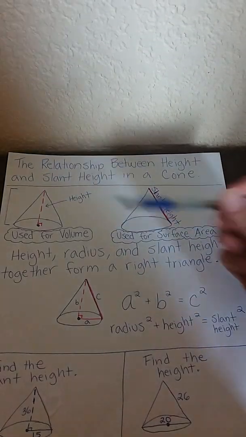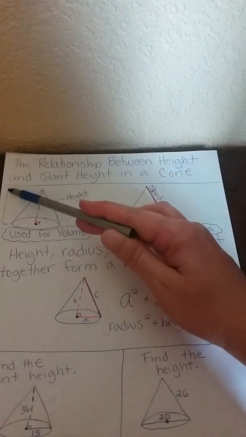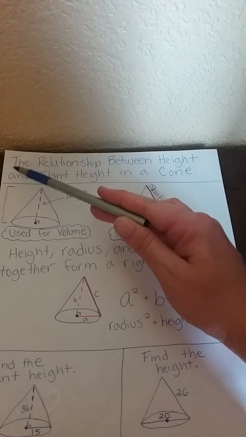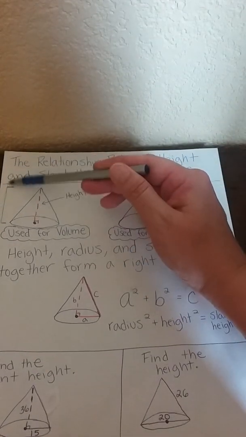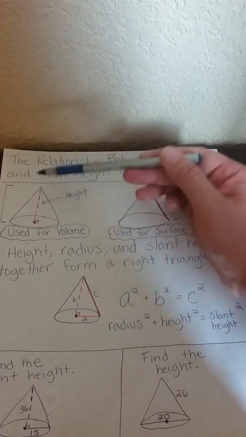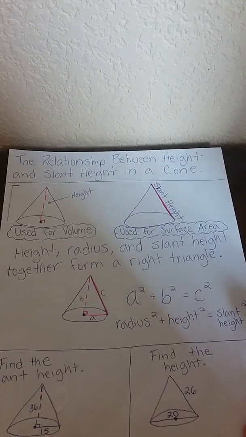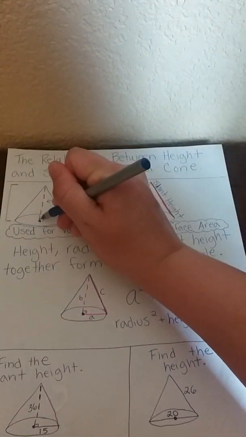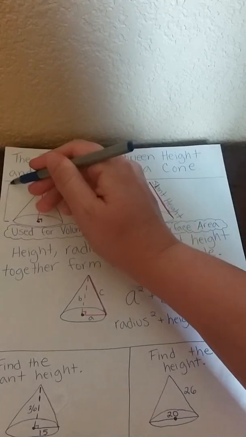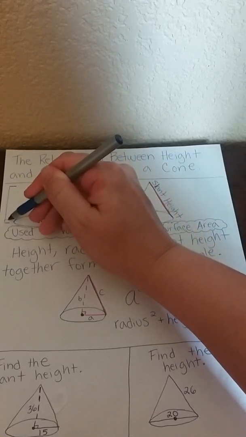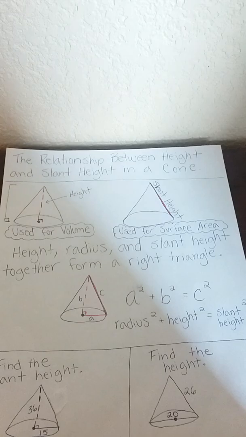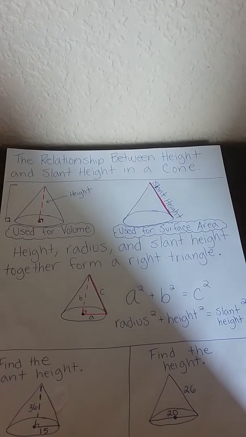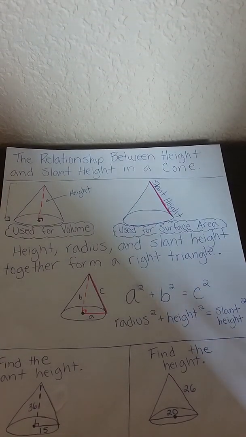The height of a cone always goes from the top to the bottom in a straight vertical line, either on the edge or through the middle of the cone. It also is always perpendicular to the base. So it's perpendicular here, or it's vertical, which is perpendicular to the ground. We use height for volume of a cone.